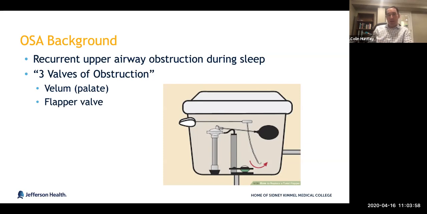And when we speak and when we swallow, it's supposed to close to limit velopharyngeal insufficiency and also help with the intonation of our voice.